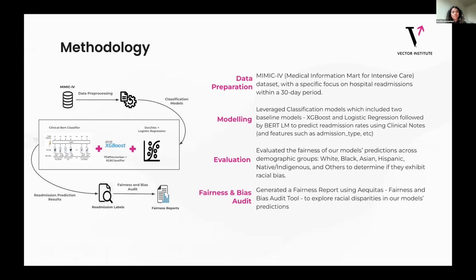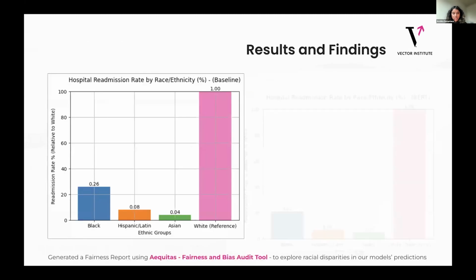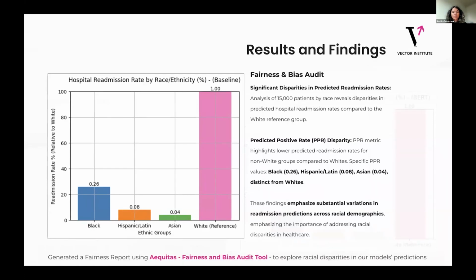And this was done using a tool which was referred to as Aequitas. This particular tool allowed us to generate a fairness report, which explored racial disparities in our model's predictions. The way we were able to explore these racial disparities was using a certain metric, which is referred to as PPR, or the predicted positive rate. Now, the predicted positive rate is a metric that is used to measure the differences in the predicted positive outcomes amongst all the different groups or categories. And this PPR metric allows us to highlight potential biases or inequities in our predictive models.